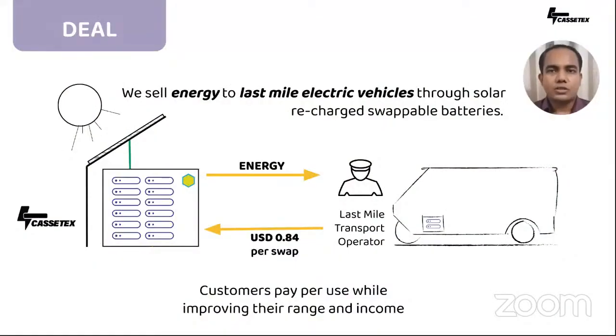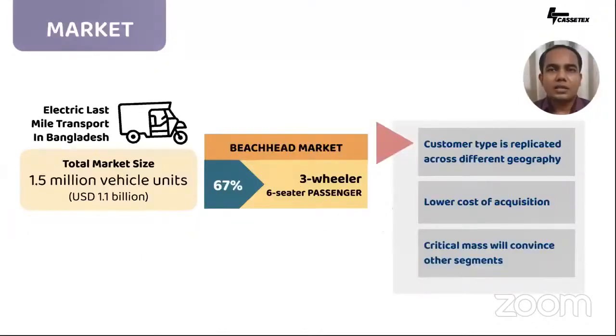Cassetex is building solar battery swapping stations for electric last mile transport. Our customers will no longer buy batteries, but will only pay a maximum of $0.84 per swap for the energy they use to run their vehicles. There are 1.5 million units of different types of electric three-wheelers used in public transportation and carrying goods. The energy supply market for these vehicles is valued at $1.1 billion. Our beachhead market is the 6-seater electric three-wheelers called easy bikes, which are used for public transportation. They are identical across different cities and will help us to open other segments.